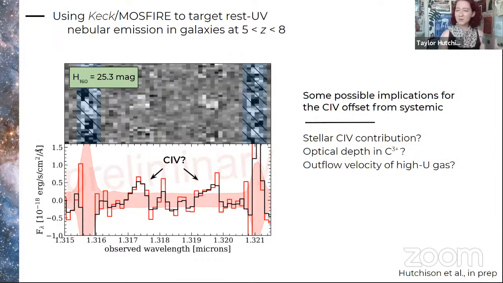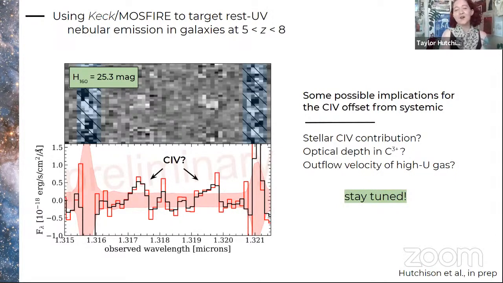There are some possible implications off the cuff we could think of. It could possibly be something to do with stellar carbon-4 contribution, maybe something to do with the optical depth in C3+, possibly something to do with the velocity of high-ionization gas. And there could definitely be more reasons. As it's a resonant line, there are lots of complications. So stay tuned. If y'all have any theories, I would welcome them.